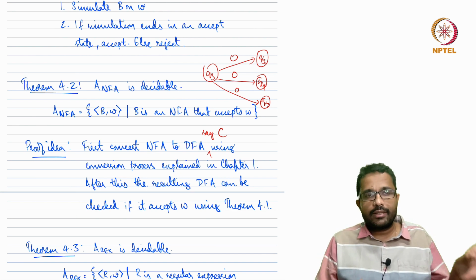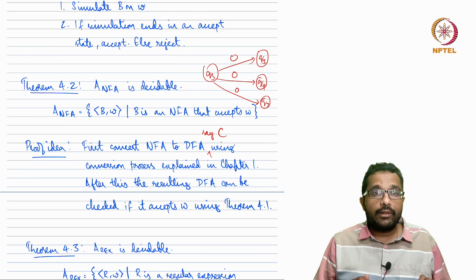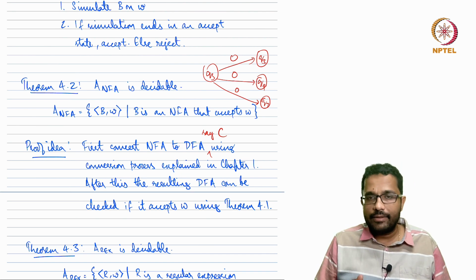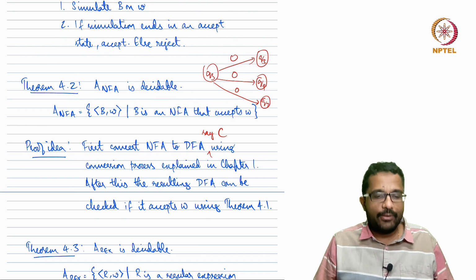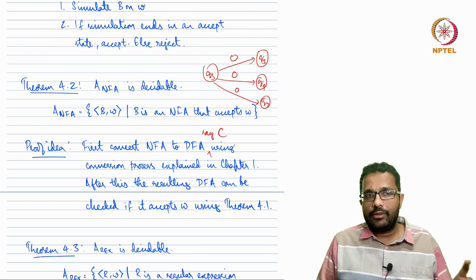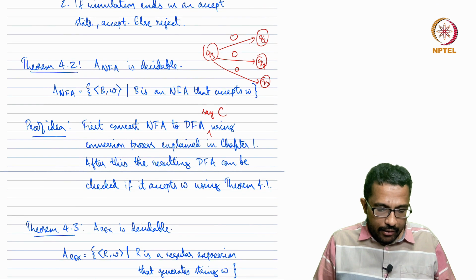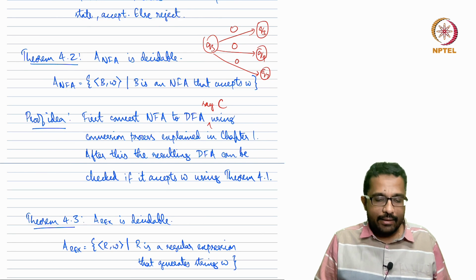This process of converting one problem to a different problem is called reduction, and we will formally see this later in the 5th chapter. For those of you who are curious, you may just make a mental note of this, and when we reach chapter 5, you'll be able to see it more formally. So we converted A-NFA to A-DFA, and now we know how to decide A-DFA, hence A-NFA is decidable as well.